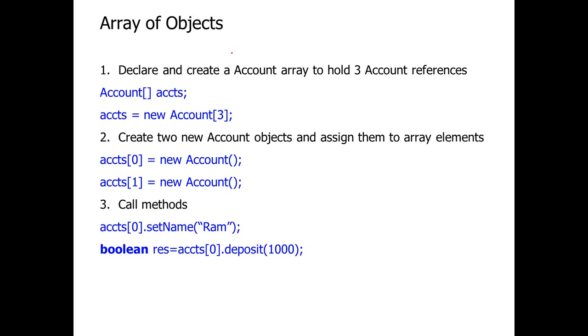So this is how you can create and declare an array to hold references. What did we do? We have bank account, 3 objects, initialize the objects and call the methods. You can call them by using the reference. And we also have seen how to use a loop for accessing all the elements of this array.